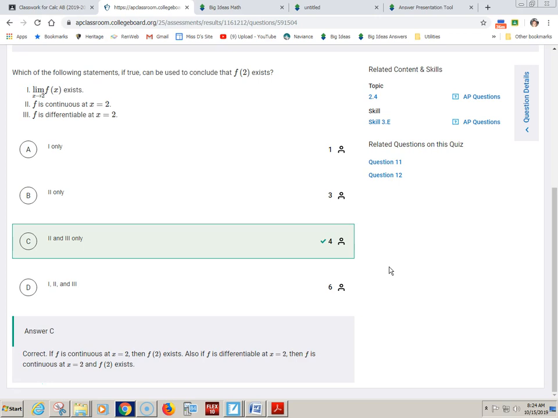If the function is differentiable, what does that mean? It must be continuous. Do you guys see why I have that forever part? If it's continuous, it may be differentiable. If it's differentiable, it must be continuous. Differentiable must be continuous, that exists. Sweet. 2 and 3.